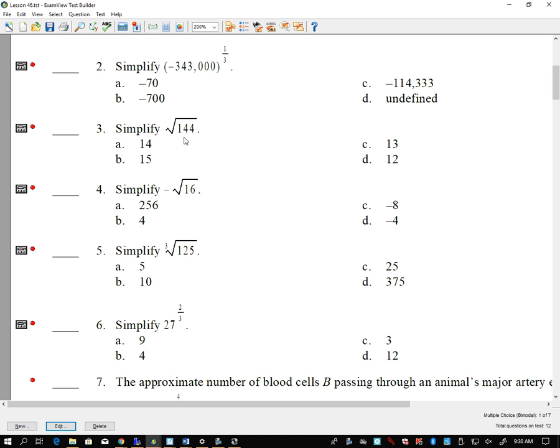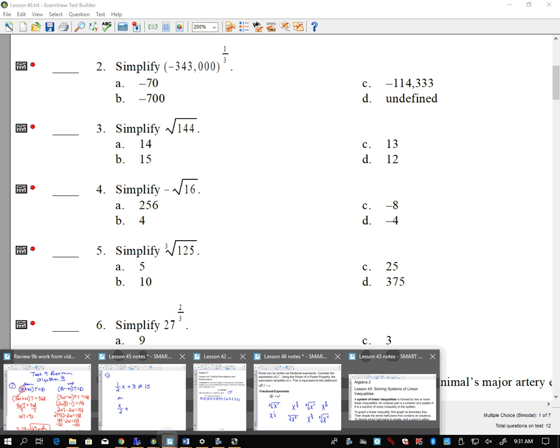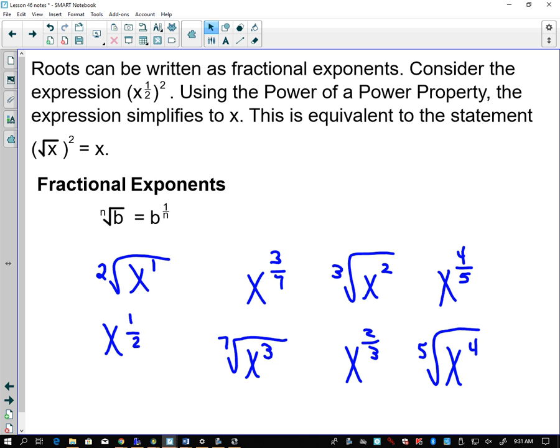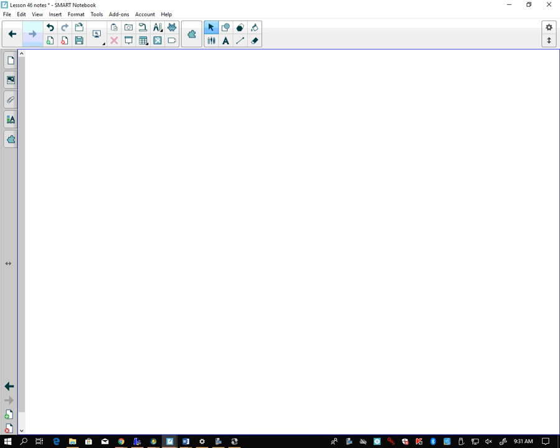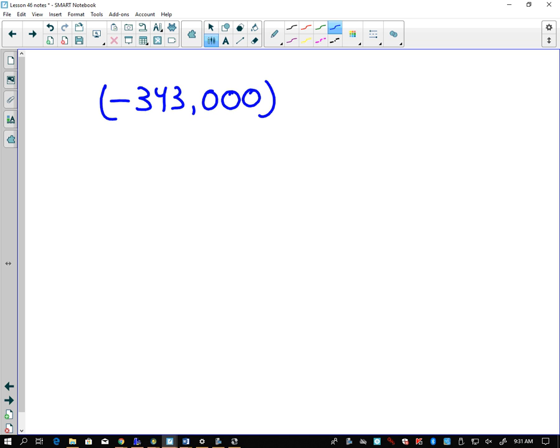All right. Let's see. We have negative 343,000 to the 1/3. Okay. Let's go ahead and pull back to a page over here. We have negative 343,000 to the 1/3. Could we write that as a radical expression? Anybody know?